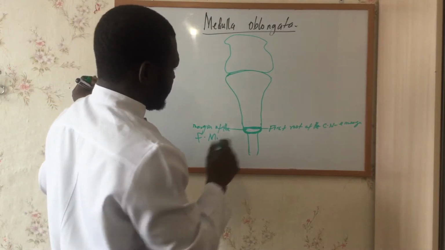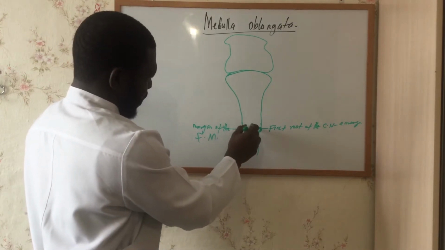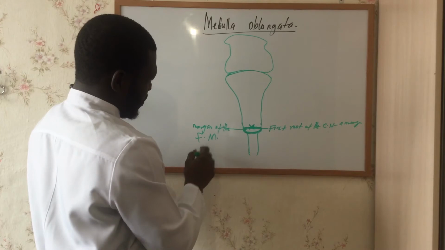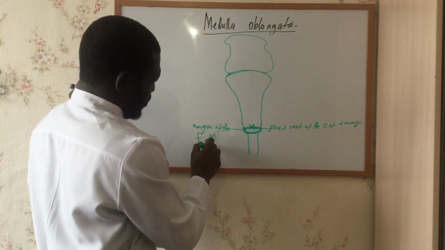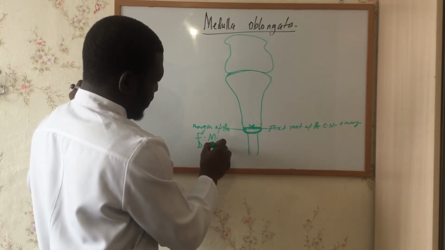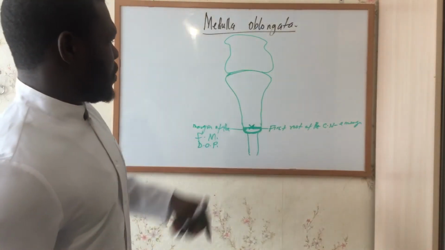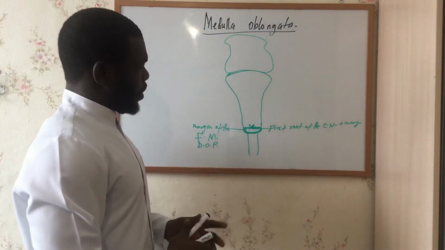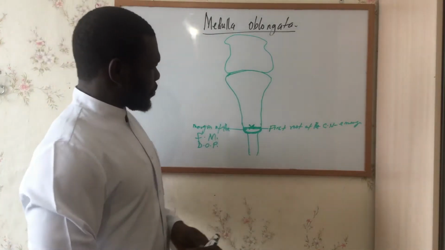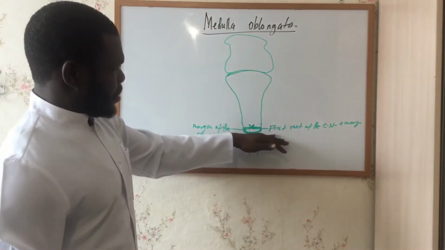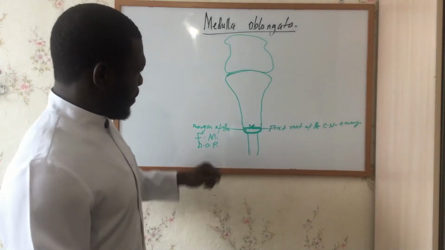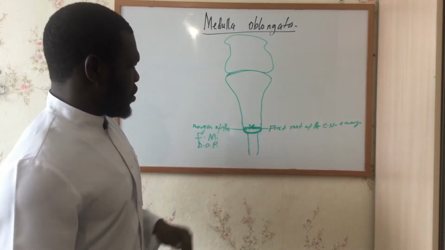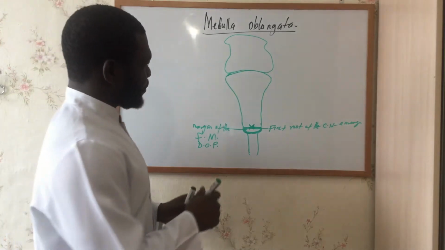and here is the decussation of the pyramids. So decussation of pyramids. This forms the inferior boundary of the medulla oblongata. The inferior boundary is formed by the emergence of the first root of the cervical nerve, the margin of the foramen magnum, and the decussation of the pyramids.